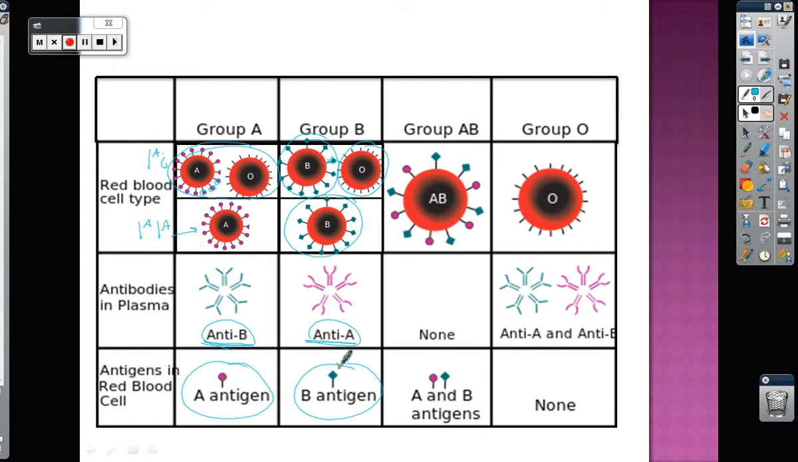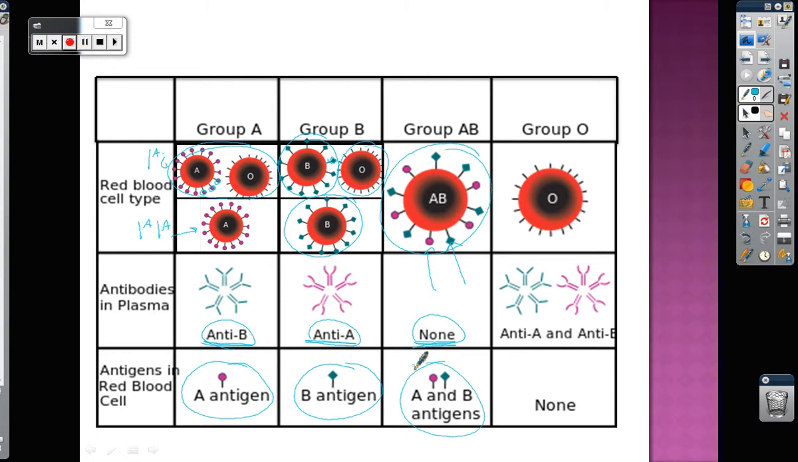If they're group AB, you should have both antigens drawn on their blood cells. They will have no antibodies, because if they had A antibodies, it would cause a problem to their blood cells. If they had B antibodies, it would cause a problem. So they don't have any antibodies. There's nothing marked as foreign, since they have both types of antigenic markers. We see that they have both A and B antigens on their red blood cells.